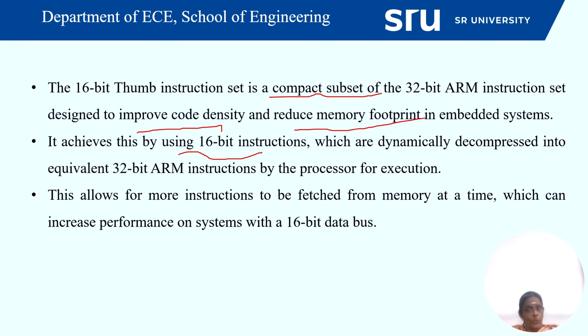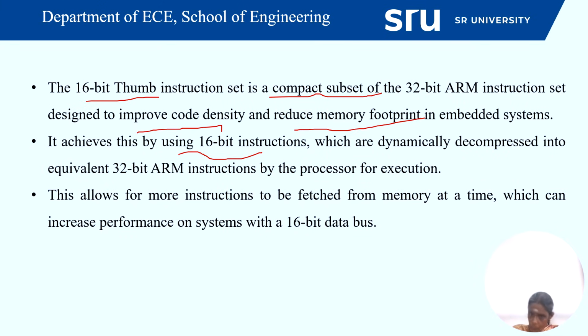So what is the use of Thumb instruction? Already we are mentioning it as 16-bit Thumb instruction. So we are giving a 16-bit instruction, but the architecture is 32-bit. Therefore, 16-bit to 32-bit conversion happens. So, 32 to 16 means it is compression. 16 to 32 means it is decompression.